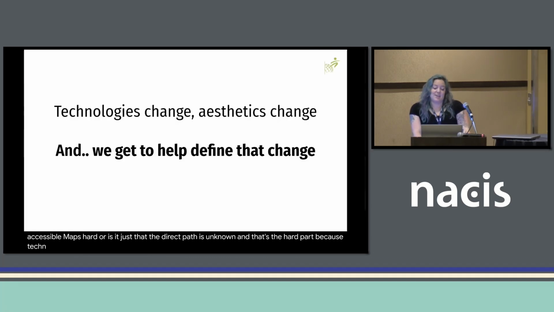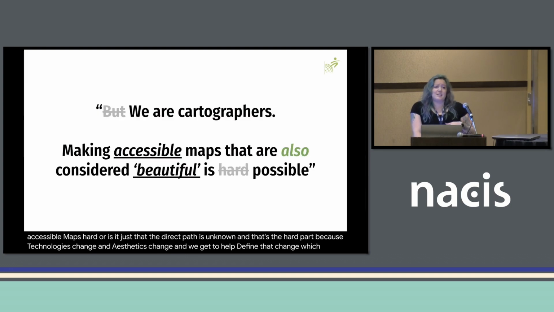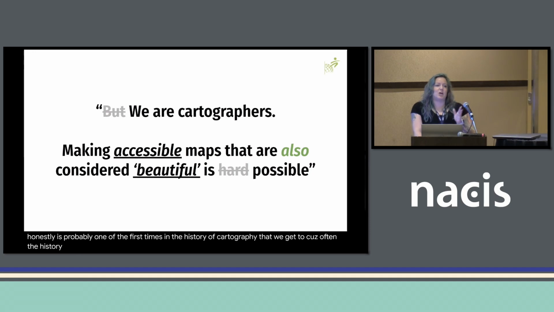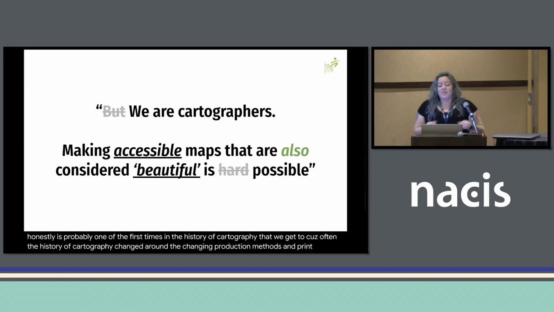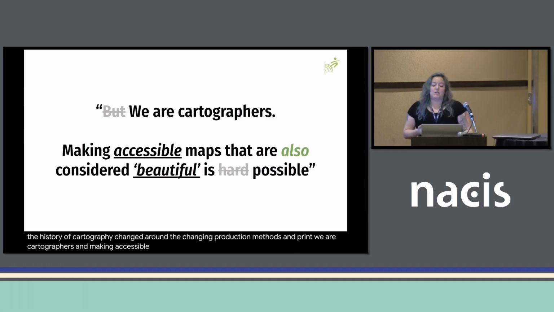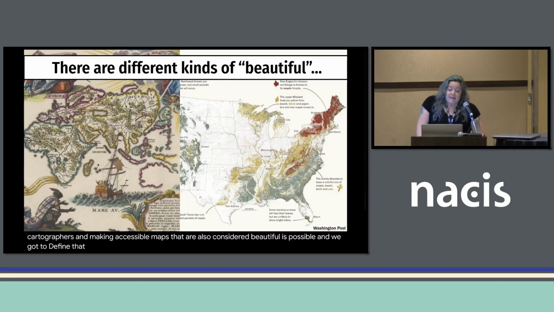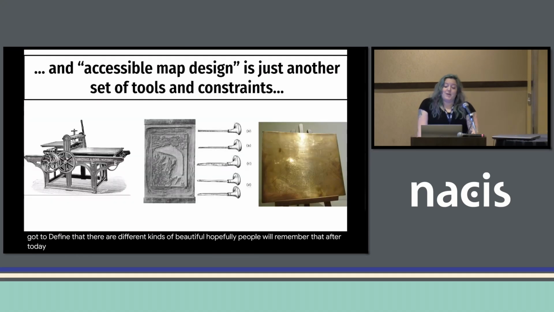Because technologies change and aesthetics change, and we get to help define that change, which honestly is probably one of the first times in the history of cartography that we get to, because often the history of cartography changed around the changing production methods in print. We are cartographers, and making accessible maps that are also considered beautiful is possible, and we get to define that. There are different kinds of beautiful, and hopefully people will remember that after today. An accessible map design is just another set of tools and constraints that we get to change.